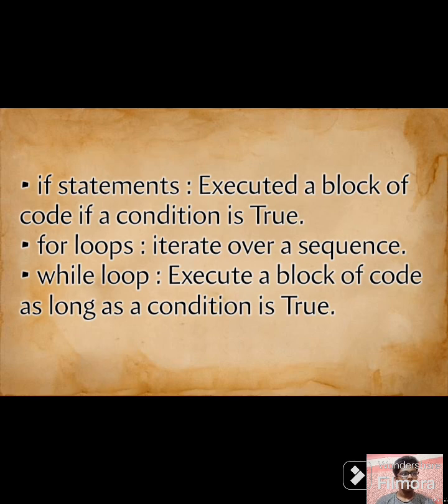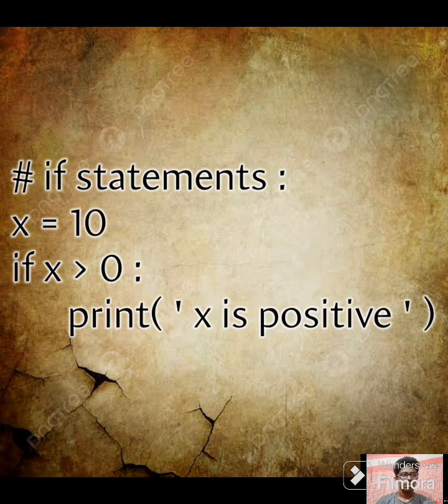It executes a block of code if a condition is true. A for loop iterates over a sequence. Third, this is a while loop. It executes a block of code as long as a condition is true. If the condition is false, then the loop breaks and we come out from the loop. So let's see a quick example of each.